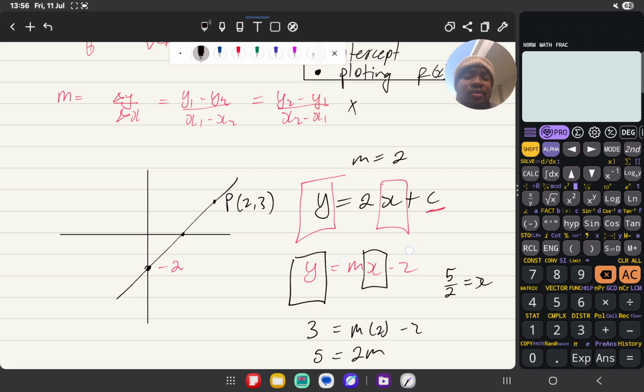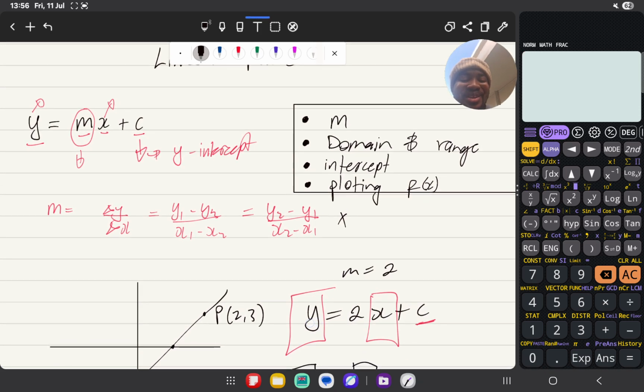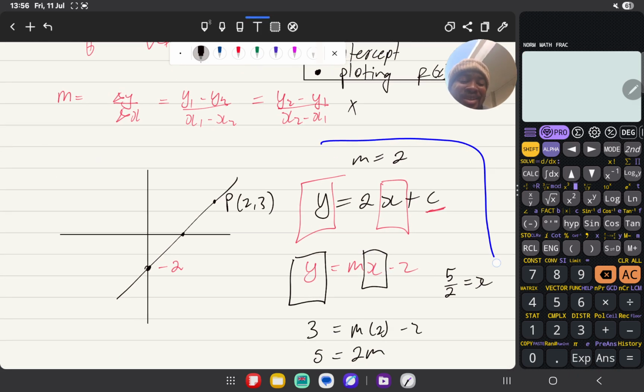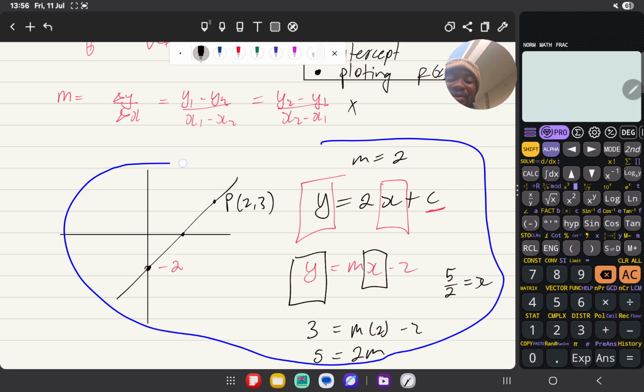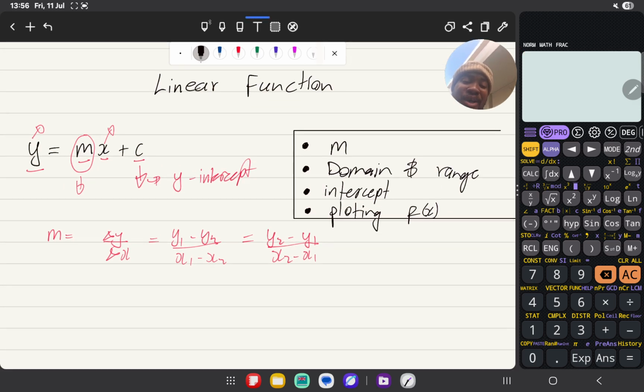Let's go do a couple of problems. Before that, there is something. It was good that I noted it down, otherwise I would have forgotten, and then all of a sudden I see a question asking about the domain and range.